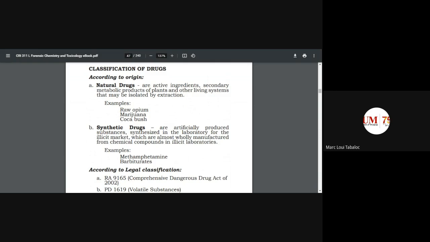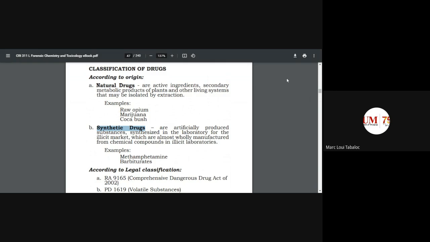Let's proceed to classification of drugs, okay? We would classify them first according to origin. Okay? So, meron tayong dalawang classification of drugs, again, according to origin. Okay? Tandaan, dalawa lang ang classification according to origin. We have natural drugs and synthetic drugs.